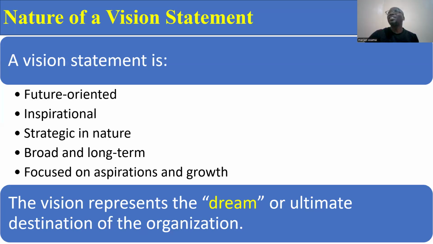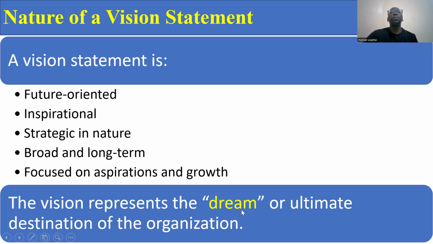Number two, it is strategic in nature. Strategic in nature basically means it requires thinking, it requires a lot of resources. It is not something that is operational. Then it is broad, wasia, and it's long term, and focuses on aspiration. And the keyword is growth, because as any organization, you always want to grow and numu. So if you want to grow, you need to have a very good vision, and the vision is the one that is going to guide us.